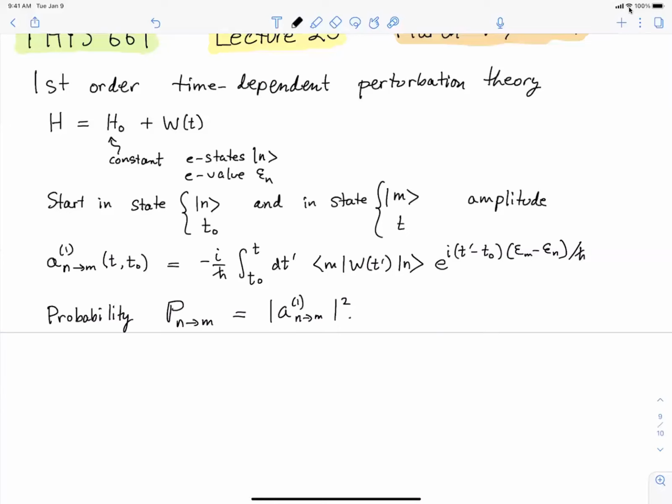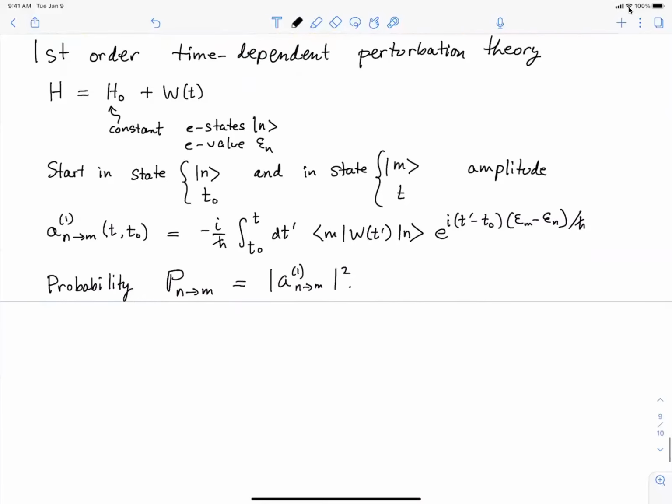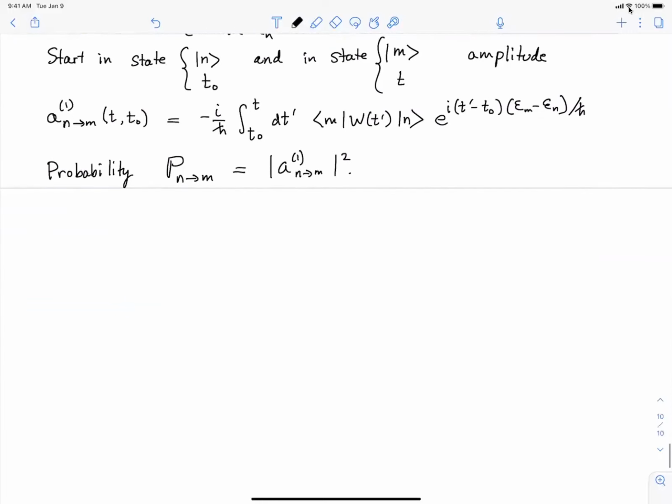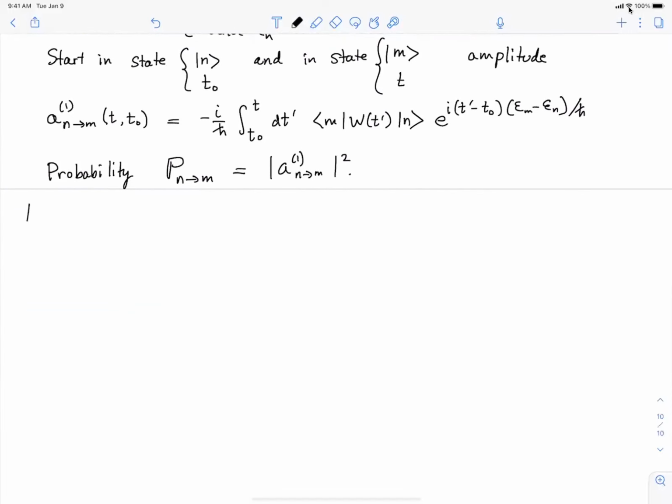And now today we're going to be doing some example applications. And each of the example applications that we're going to talk about today is going to be something that will have many sub-applications. Okay, so our first example is that, let's say we have a constant perturbation. So why is it, if it's a constant perturbation, that it's time-dependent perturbation theory? It's because we're going to turn it on at some time.